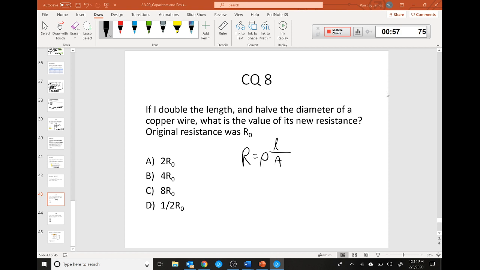And I'll tell you, this is a circular wire. Pretty much all these wires you can assume are circles. Oop, nope, it needs to go that way. There we go. Beautiful wire. Double the length, half the diameter.